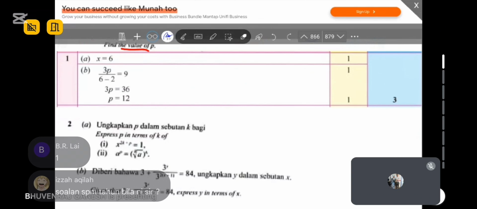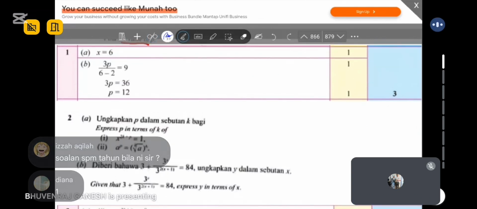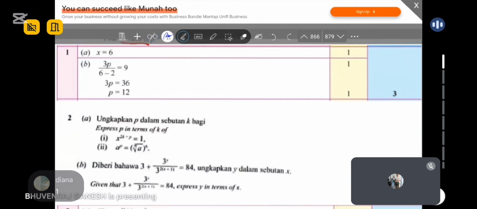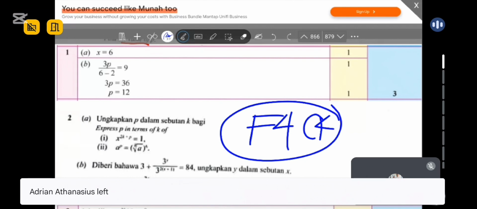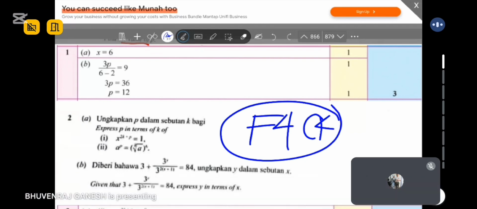Question number 2. Okay, so for this question, may I know what chapter, guys? 2022, guys. Okay, so this question, what chapter, what form? Tingkatan berapa, bab mana? Yes. Okay, form 4, chapter 4. Okay, indices, surd, and logarithm. Okay, index, surd, dan logaritma. So over here, they test you on index and surd. Mereka uji dua ni sahaja. Okay, logaritma tak ada kat sini.